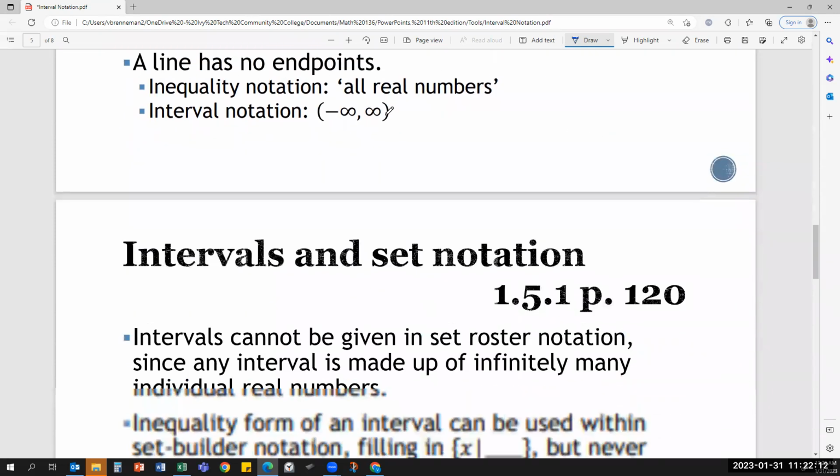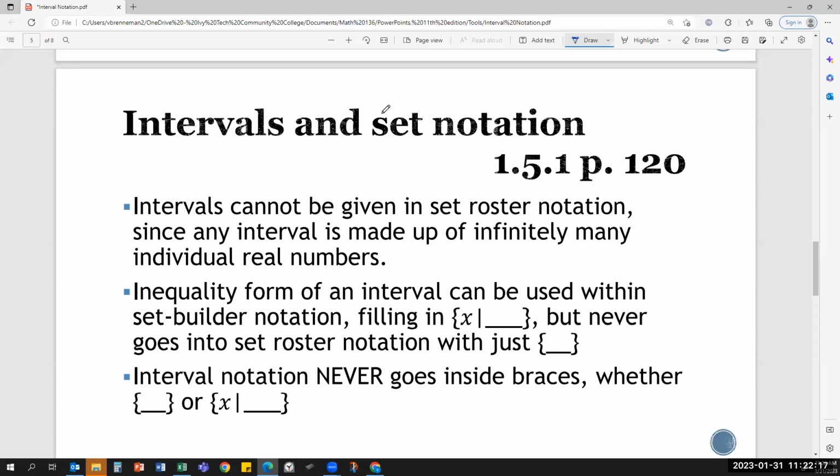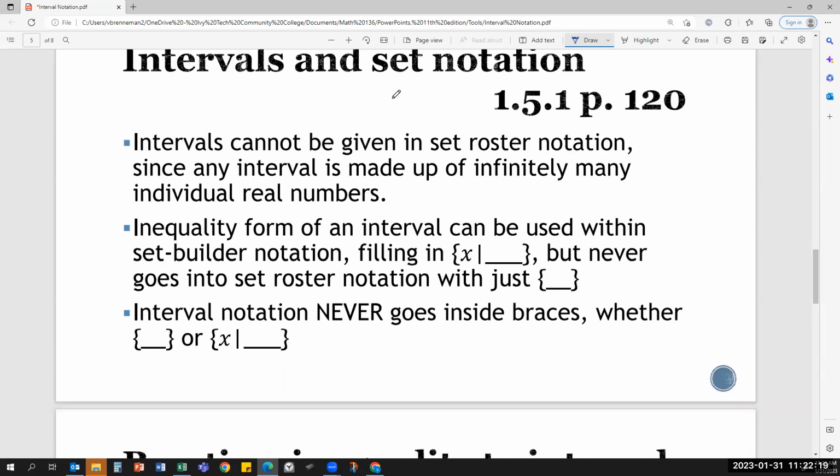So that's pretty much all the possibilities for the different types of intervals. With set notation, intervals can't be given in set roster notation because each interval is made up of infinitely many individual real numbers. They can't be listed out in any kind of meaningful way that would indicate what all needs to be included. The inequality form can be put into the set builder notation.